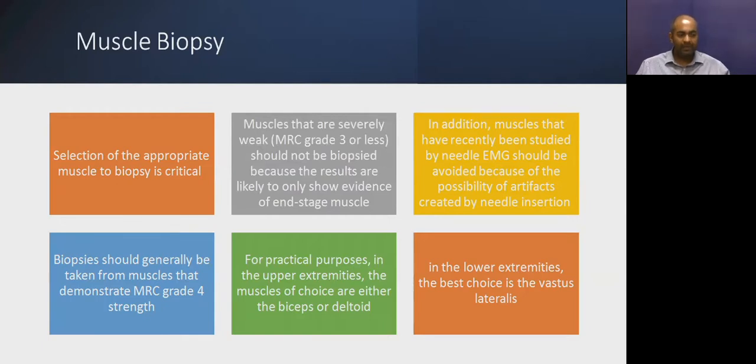In addition, muscles that have been recently studied by needle EMG should be avoided because they will have artifacts created by needle insertion. So muscle biopsies should be taken from muscles which have at least grade 4 strength. In upper extremities, the most accessible muscles are biceps or deltoid, and in the lower extremities, the best choice would be vastus lateralis.